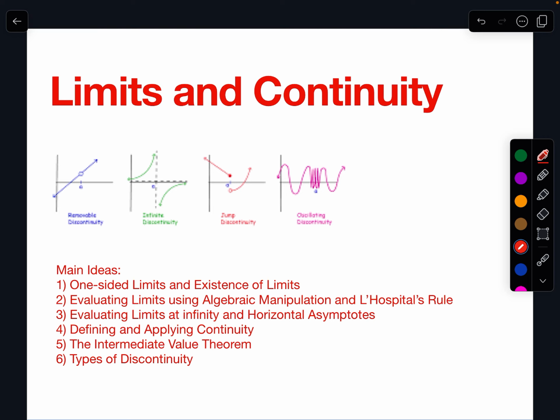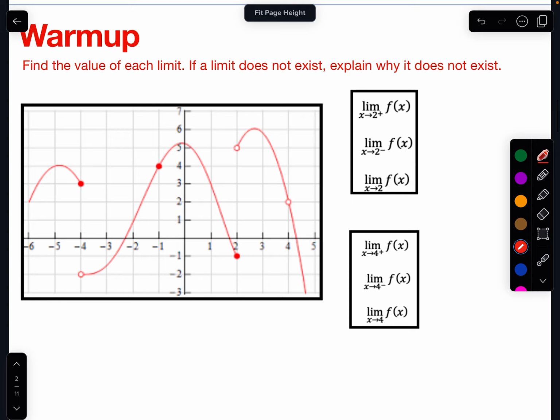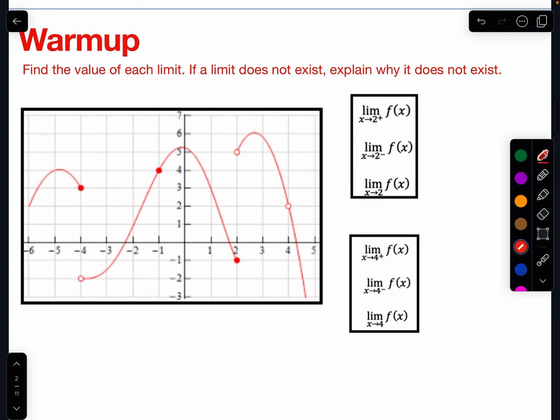Let's get to it. So let's start today by talking about the concept of a limit again, and in order to do so, we have to discuss the concept of a one-sided limit. So on the screen there, we've got this graph, and we're going to evaluate some one-sided limits, and that will lead to the idea of a two-sided limit.